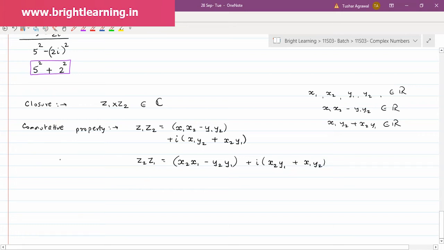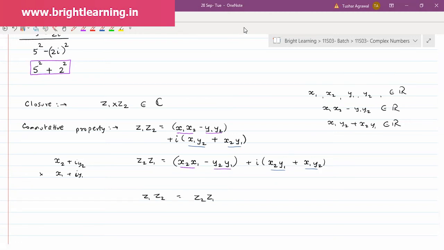I've written, means in the z2 z1 I've written this first number over, x2 plus i times y2, and the second number downward, x1 plus i times y1, I have multiplied. Can you see that? So this x1 x2 is same as x2 x1. This y1 y2 is same as y2 y1. So the subtraction will be same. x1 y2, x1 y2, x2 y1, x2 y1. The addition is commutative in real numbers, so this is one and the same thing. So z1 z2 is equal to z2 z1. Commutative property is satisfied.